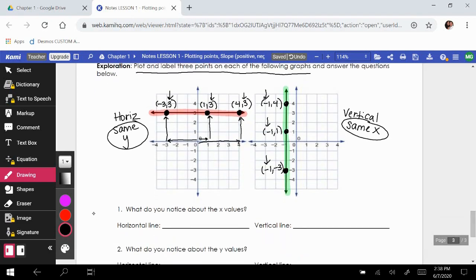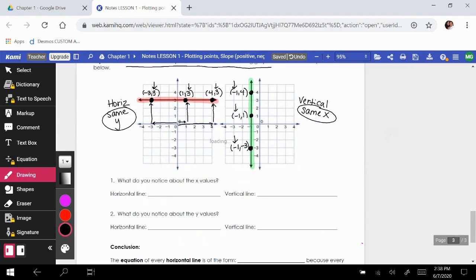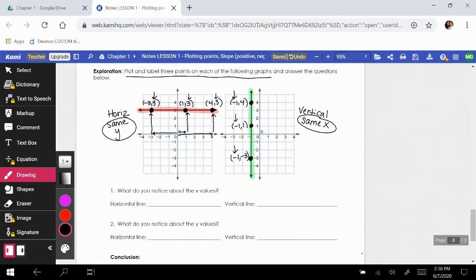Okay, let's answer these conclusion questions below. It says, what do you notice about the x values? Which one had the same x value for all 3 points? That was the vertical line, right? So it's interesting. For horizontal lines, it wasn't really important. There were different x values. But for the vertical lines, they all had the same x values. In this case, they were all what? All the x values were negative 1. All the x values were equal to negative 1.